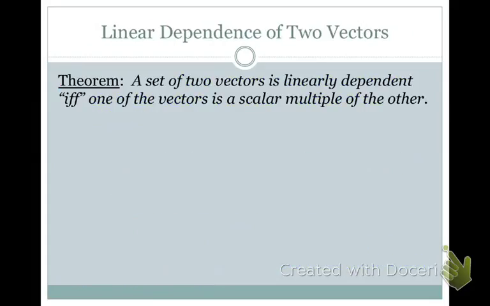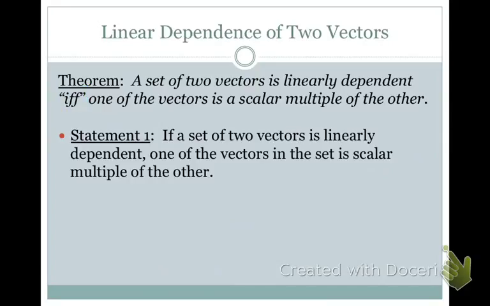So let's consider the following theorem that deals with the linear dependence of two vectors. The theorem says the following: a set of two vectors is linearly dependent if and only if one of the vectors is a scalar multiple of the other. Now this theorem has an if and only if statement, which we see here. That if and only if means that we can read this statement in two ways.